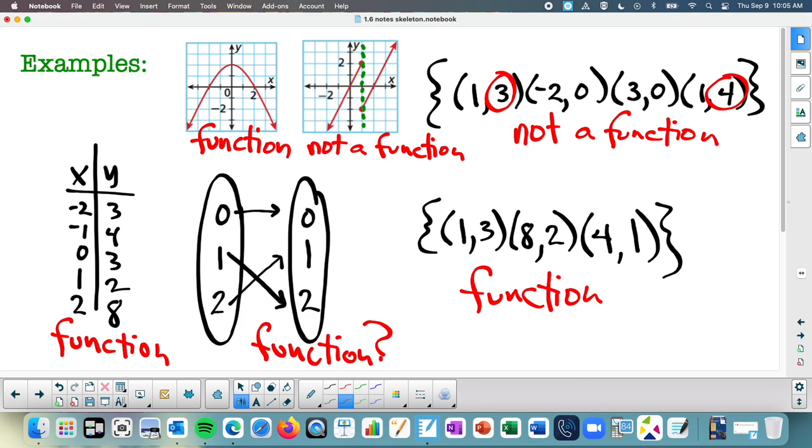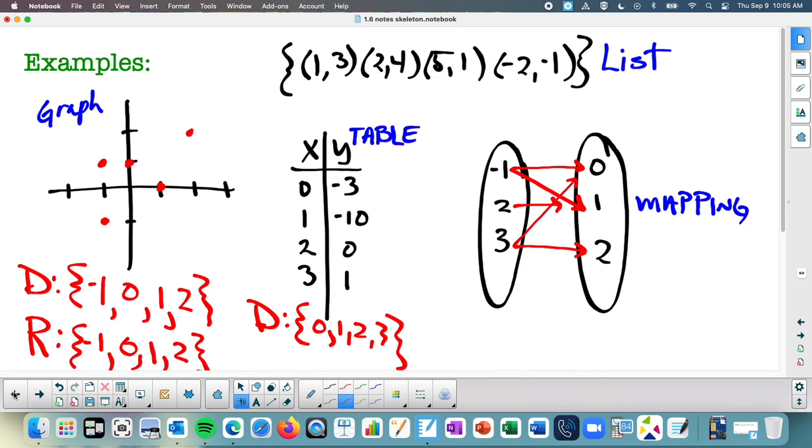What would a map look like if it was not a function? We'd have 2 arrows coming from one number. Perfect. 2 arrows coming out of one number, which is what I drew on this other one. This would be not a function because it has multiple arrows coming out of an individual number.